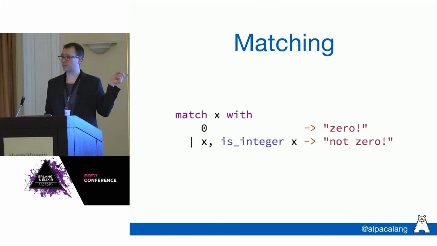Guards right now, you can have multiples separated by commas, but they all have to evaluate to true. It's all conjunction. We don't support disjunction or ors yet. There's no reason we can't. We just haven't gotten around to it yet.